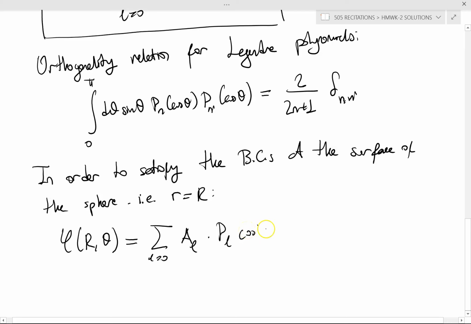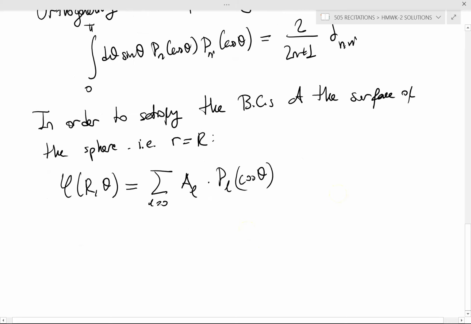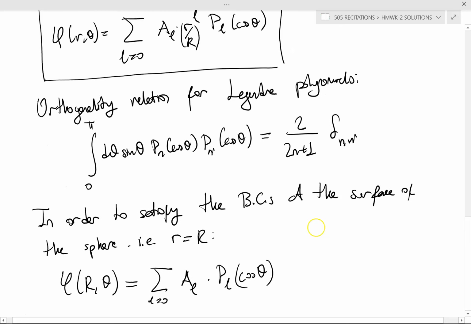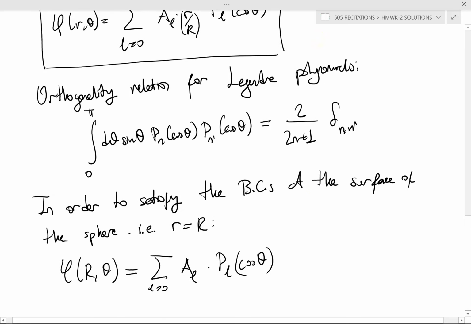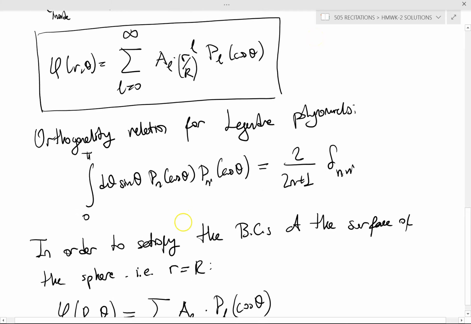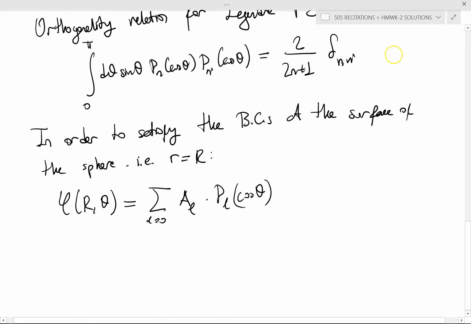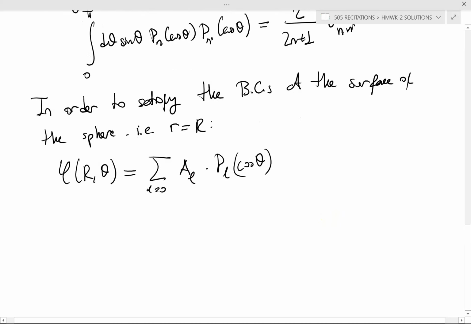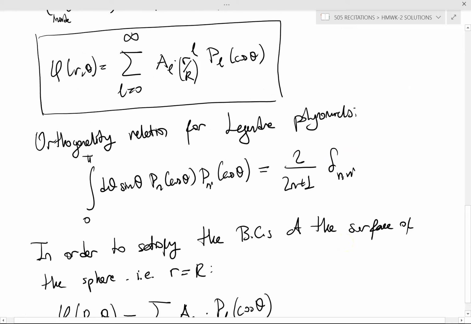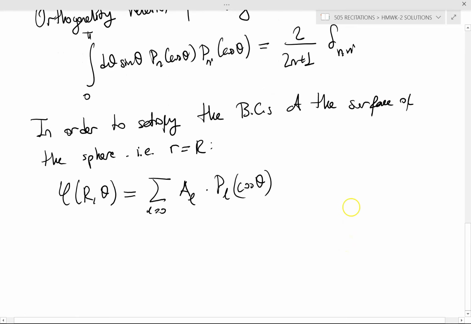We have done a similar thing in the previous recitation too. I am just replicating to make sure that once I am studying the boundary condition at r equals capital R, it is easier to work with. I am not carrying the R to the power of L step by step in an algebraic process into A_L. Instead of doing that, I am just scaling my r.